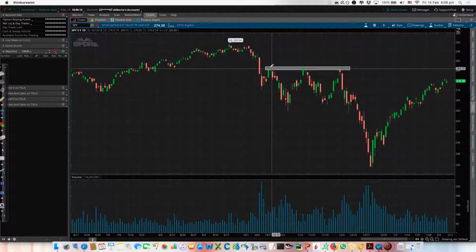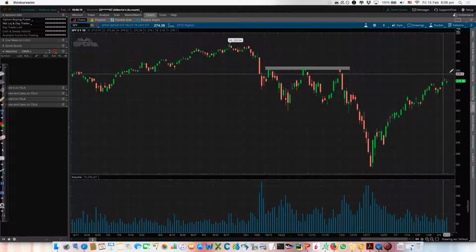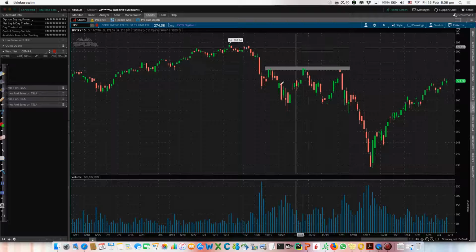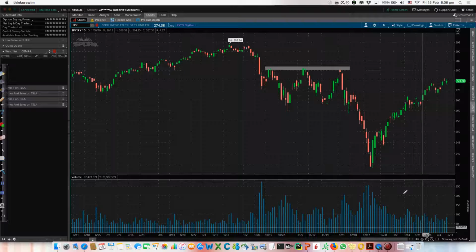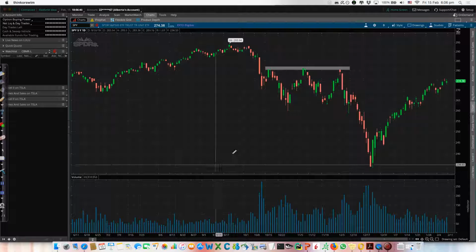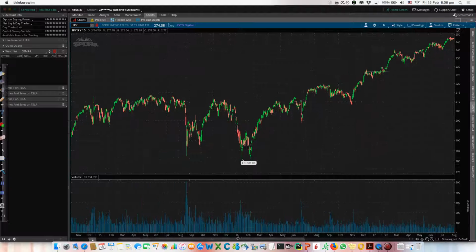You can also use this resistance level to short sell. For example, if you see that the price here is creating some kind of bearish pattern, for example, you see a red candle, then you may consider short selling. Okay, so this is called resistance. What about support? Well, support is the opposite. It's when the price is hitting from above a level and then is bouncing up. And an example of this is here.